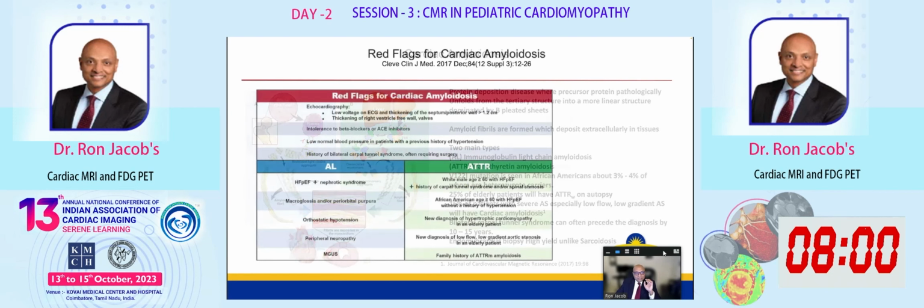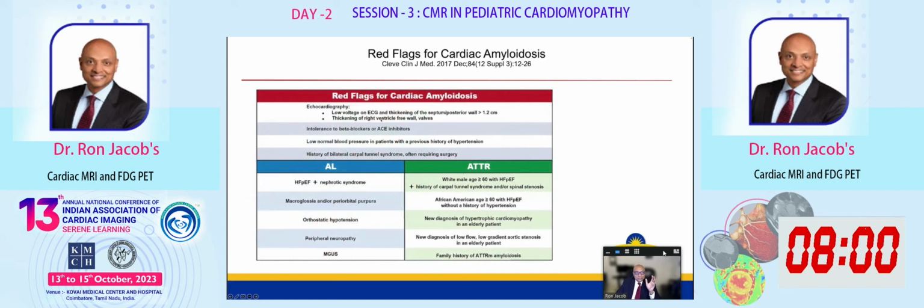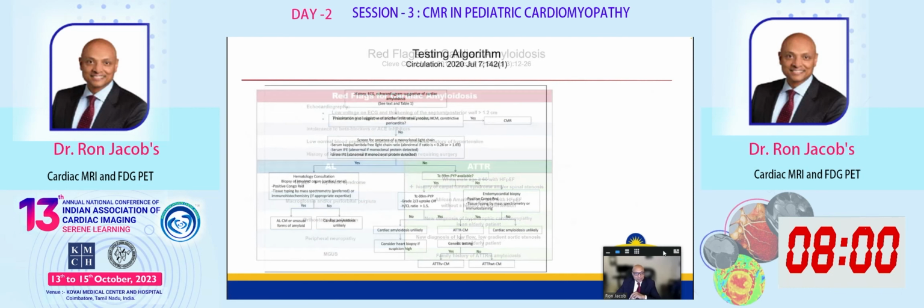Couple of flags clinically. Who do you look for this? Again, going through the same process. Who do you go look for this? Low voltage EKG, thickening of the ventricle, intolerance to ACE inhibitors, bilateral carpal tunnel syndrome. There's a publication suggesting that those patients you should think about looking for amyloid. There are obviously different clinical phenotypes. The people who present with AL and the patients who present with ATTR are two different populations. So the clinical history is really, really important in determining which way you would think about it.